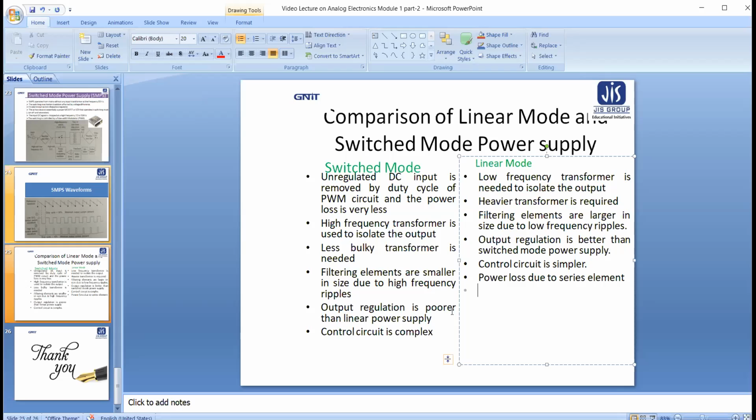The output regulation is poorer in the switch mode because the DC voltage is in pulse form. But in linear mode, the output DC voltage will be much more regulated. And in switch mode, the control circuit is complex, but in linear mode the control circuit is simpler. So in commercial power supply design, we are choosing the linear mode, especially the IC voltage regulator.